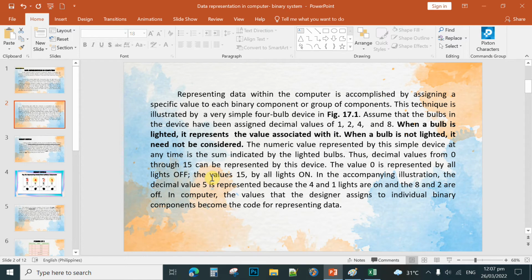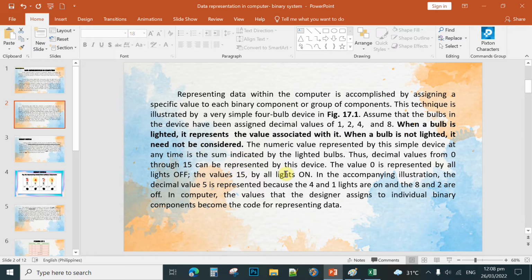Representing data within the computer is accomplished by assigning a specific value to each binary component or group of components. This technique is illustrated by a very simple four-bulb device in figure 17.1. Assume that the bulbs in the device have been assigned decimal values of 1, 2, 4, and 8. Decimal means to the base 10. When a light bulb is lighted, it represents the value associated with it. When a light bulb is not lighted, it need not be considered.